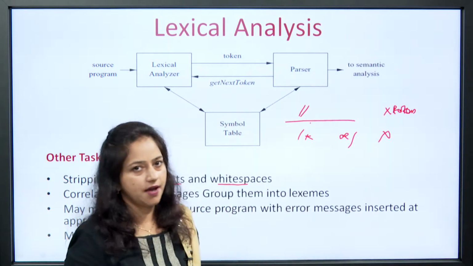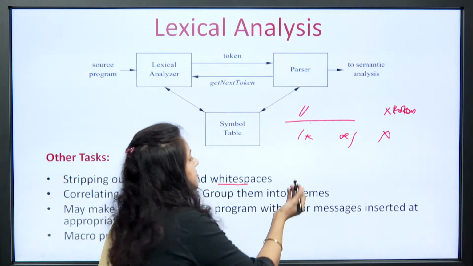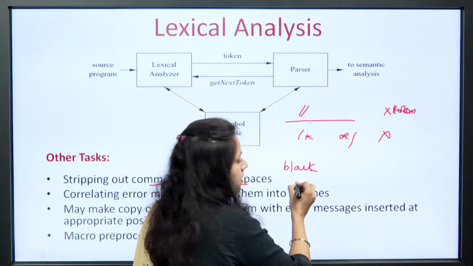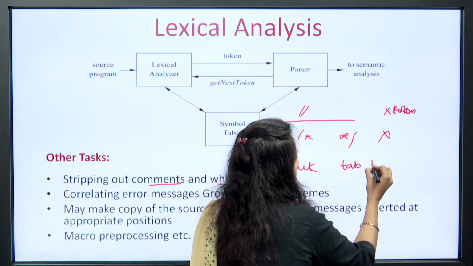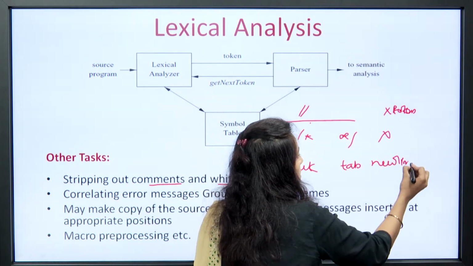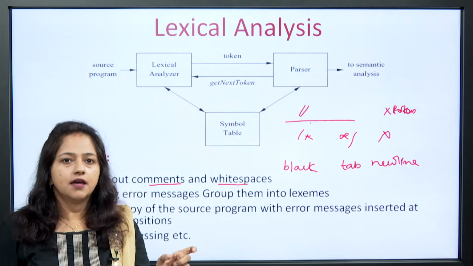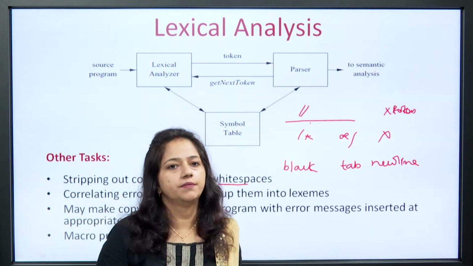produced for the comment. Similarly, there can be white spaces in the program, like a single blank or multiple blank spaces, or a tab, or a new line character. The compiler will ignore the white spaces. No token will be produced for white spaces. It will read them, but no token will be produced.